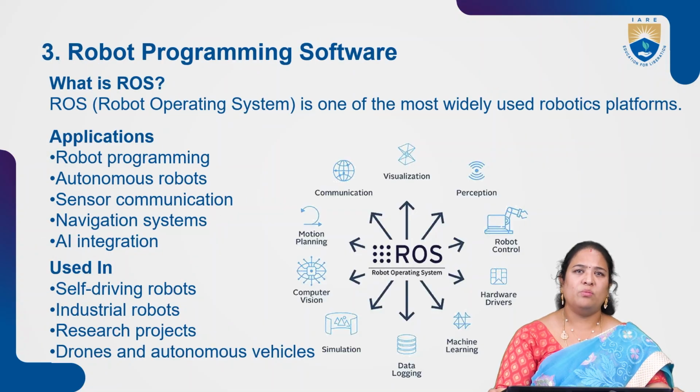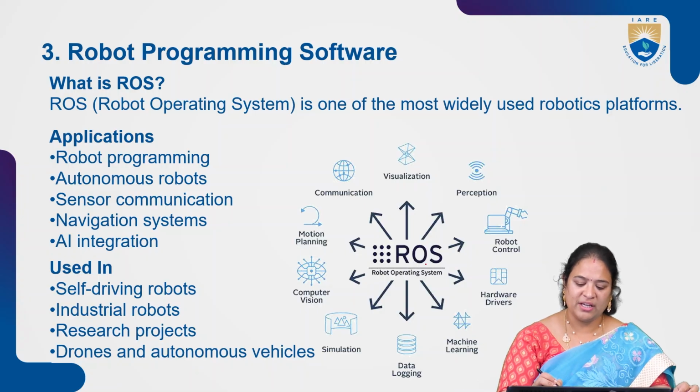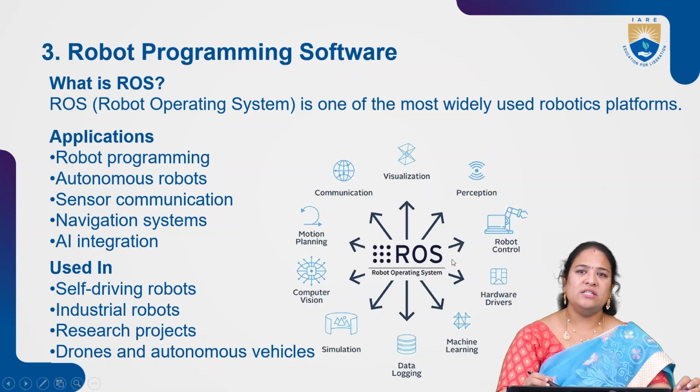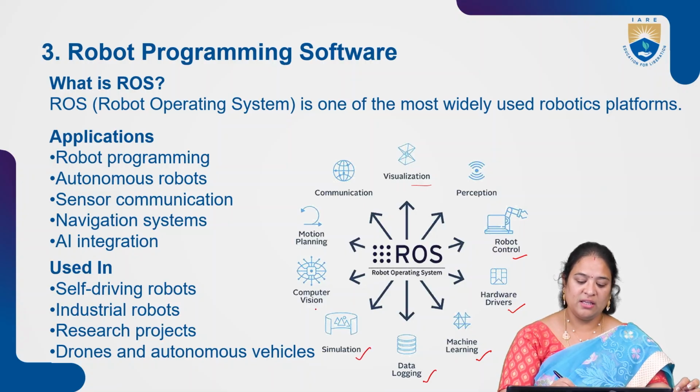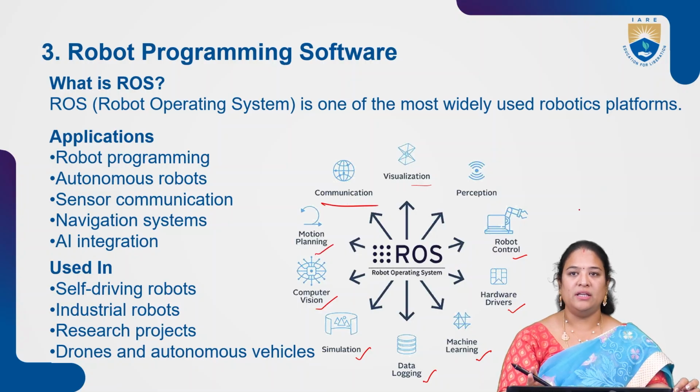The third one is robot programming software. What exactly is the Robot Operating System? It is one of the most widely used robotic platforms. Here we can see the Robot Operating System, right? It comes with visualization. We can do perception, robot control, and we can check the hardware drivers. With the help of machine learning we can teach the robot, right? Data logging can be done. Simulation, computer vision, motion planning, and communication can also be done with the Robot Operating System.